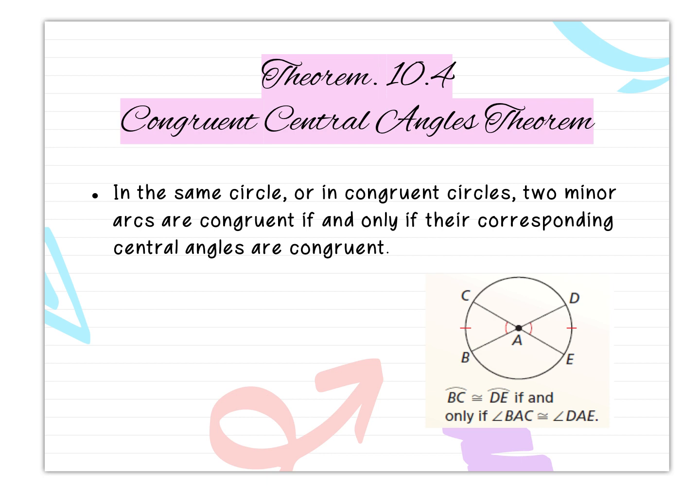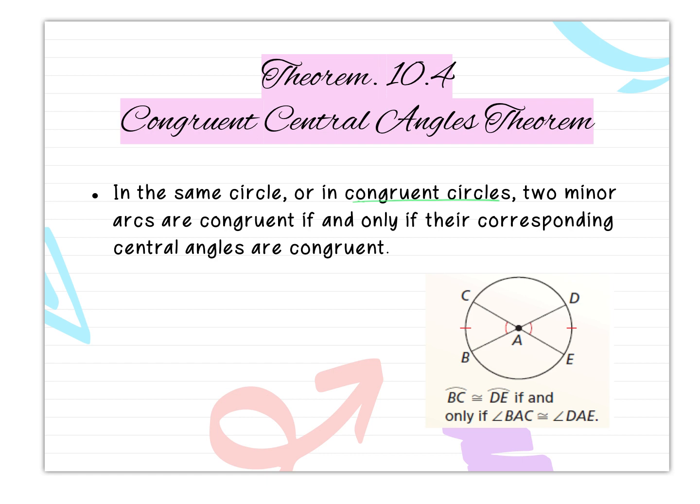Oh, there's still another theorem. Wow. So this last one says congruent central angles theorem. So we're talking about central angles that happen to be equal. So it says if you happen to have, you're either in the same circle or in a congruent circle. In other words, one circle or two same-sized circles. Two minor arcs are going to be congruent if and only if their corresponding central angles are congruent.